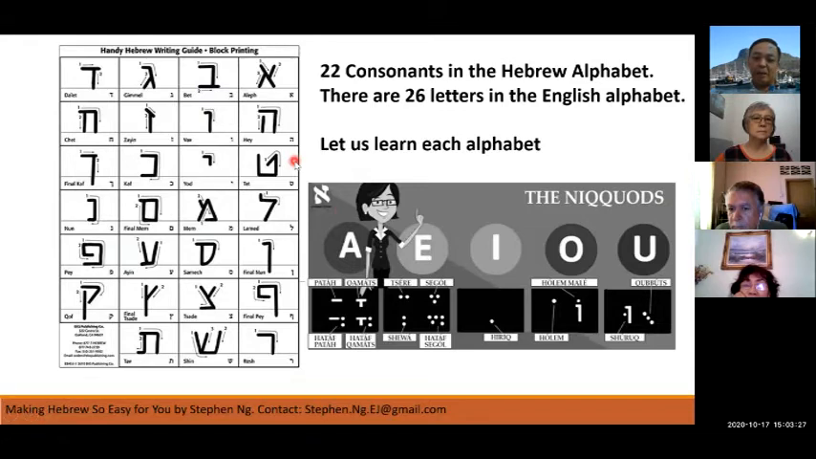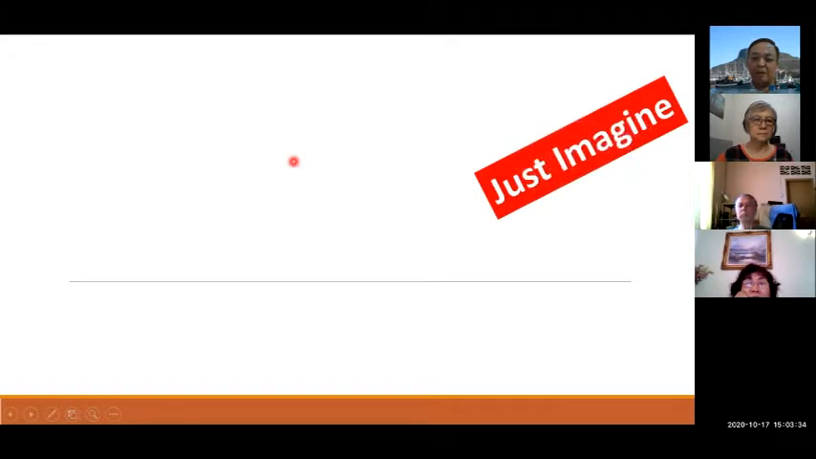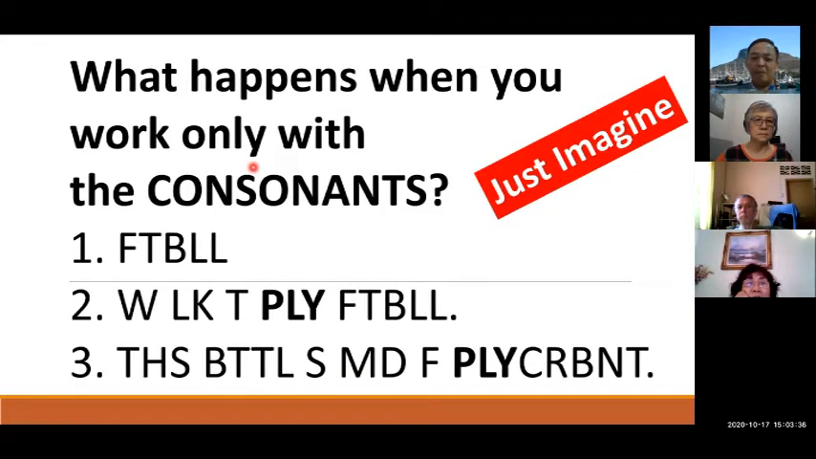So let us see how the mnemonics will work for you. It worked for me. I just want you to imagine firstly, if you look at the word FTBLL, how many people can really read this word FTBLL? What does this stand for? Can anyone try? Football.